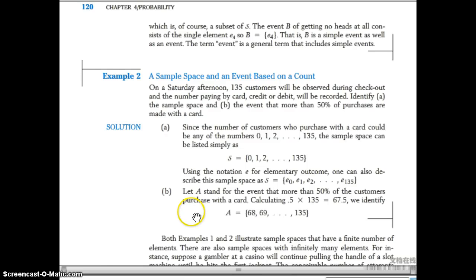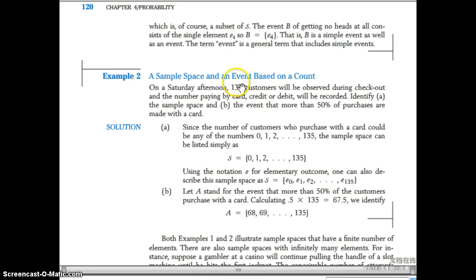This video will talk about sample space and event. This is an example on page 120. So we're going to record the number of customers who use credit card or debit card.